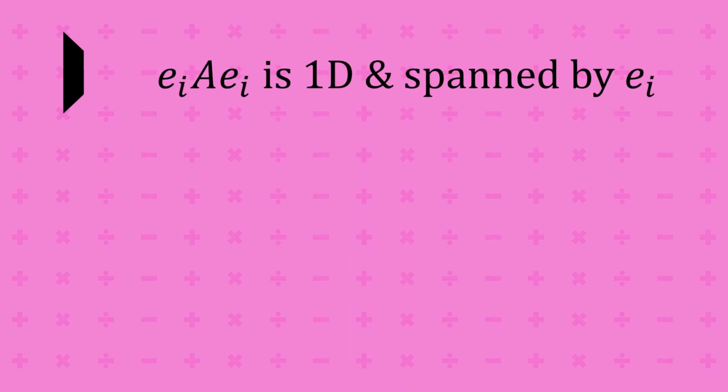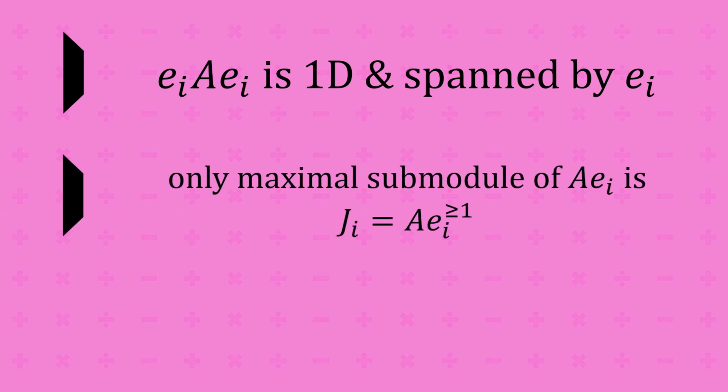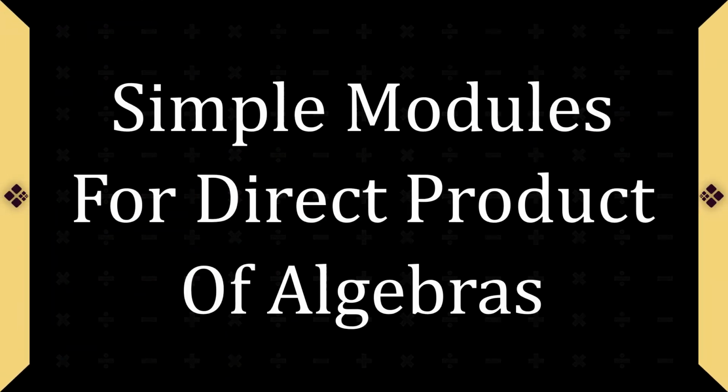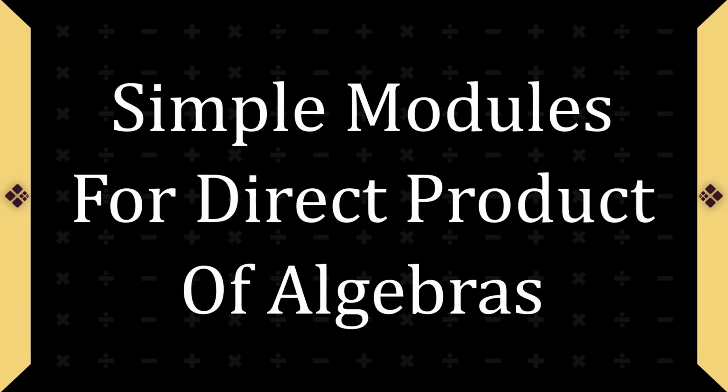Also, we get these results for each vertex i in Q0. First, the space e_i A e_i is one-dimensional and spanned by e_i. Second, the only maximal submodule of Ae_i is J_i, and also e_i J_i equals 0.